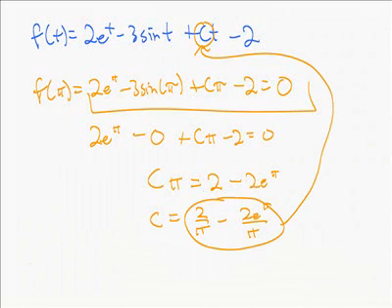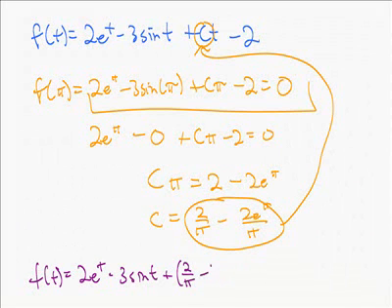We're going to get our final form for our function f. F of t is going to be 2e to the t minus 3 sine t plus the quantity of 2 over pi minus 2e to the pi over pi times t minus 2. And there you have it. Took a little bit to get there, but that is our function f.